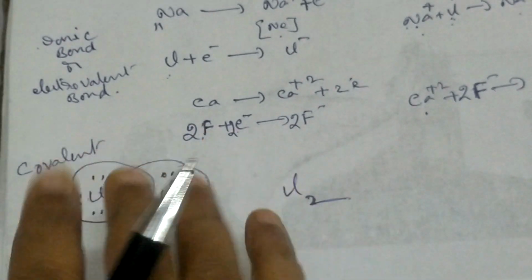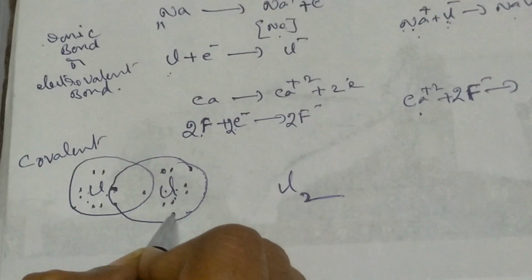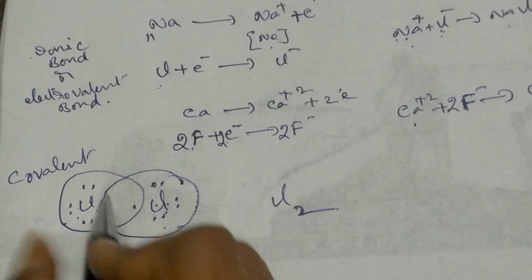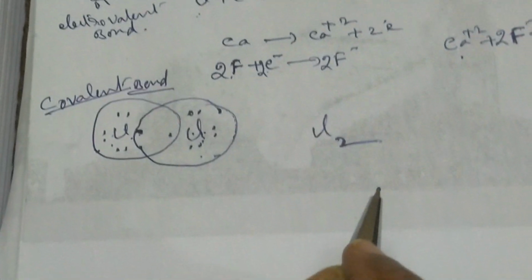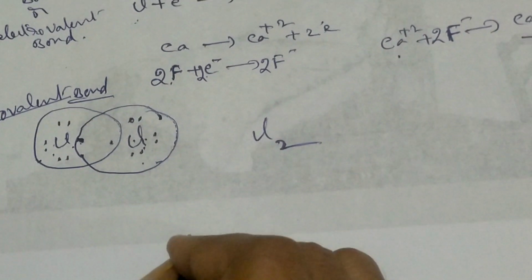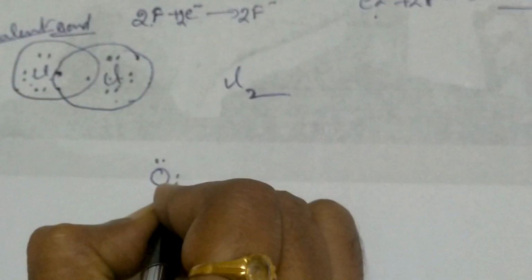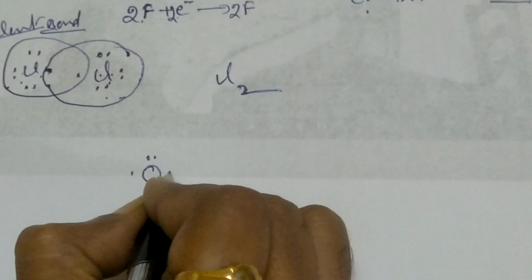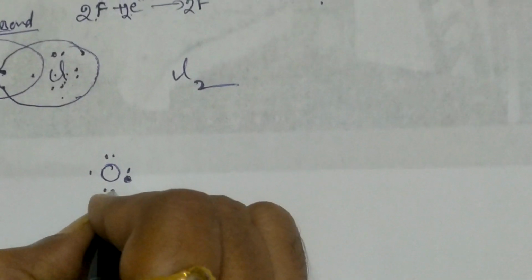Covalent means it is sharing, because both are equal. Chlorine cannot give an electron to another chlorine, so both are sharing together. Sharing means covalent bond. In covalent bonds, one more example we will see, that is H2O. How to write H2O? Oxygen, we have already seen, has 2 lone pairs and 2 single electrons. I will write the single electrons here, 1 dot, 2 dots here.